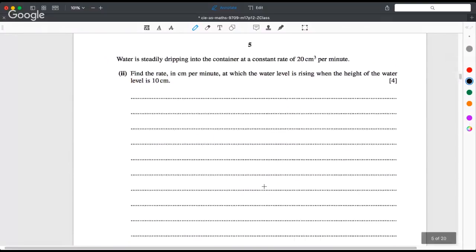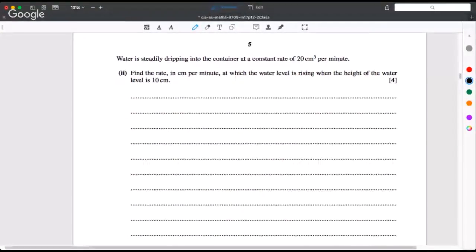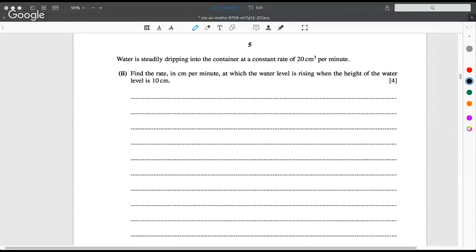Okay, so now we're told something about how this volume is changing. And specifically, we are told how the height is changing. So we're told that there is an incoming amount of water at 20 cubic centimeters per minute. And so we have dV/dt is equal to 20.